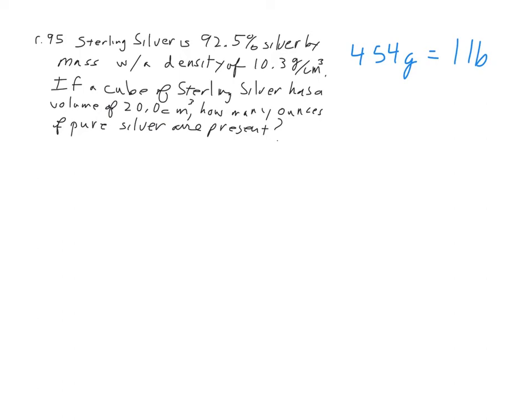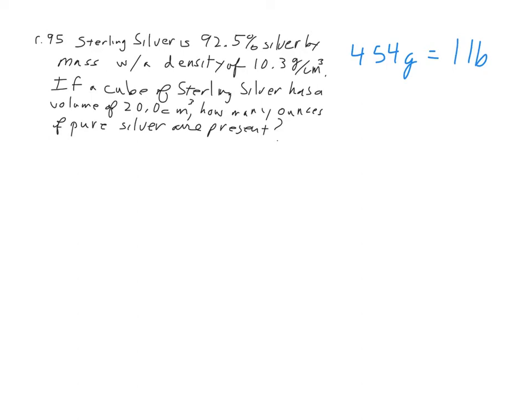All right, 1.95 from your homework assignment. Sterling silver is 92.5% silver by mass, with a density of 10.3 grams per cubic centimeter. If a cube of sterling silver has a volume of 20.0 cubic centimeters, how many ounces of pure silver are present? Well, we've got lots of numbers here.